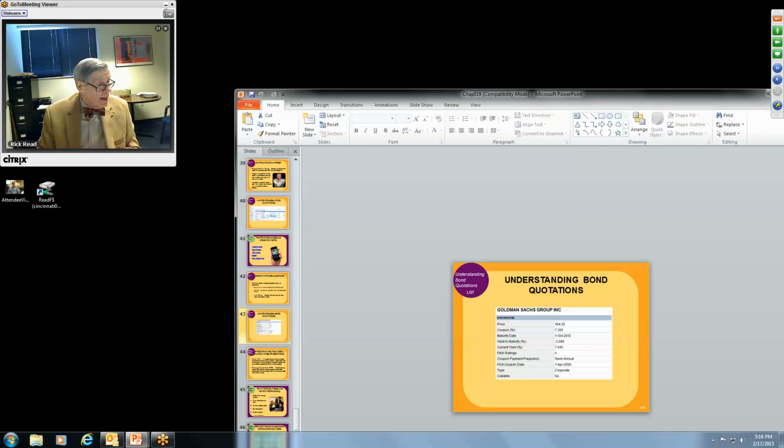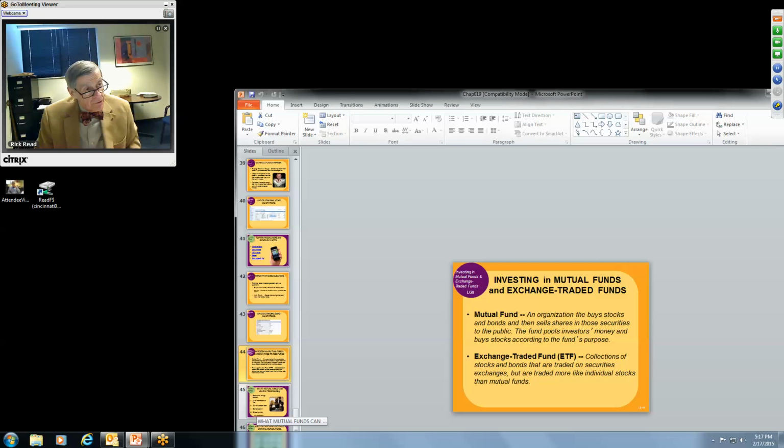This gives you an idea of understanding bond quotations. This is figure 19.5 at the top of page 539. You can see it much better in the text. It gives you an idea of the price, the coupon. Coupon means the interest rate, the maturity date, yield to maturity, current yield. The bond Fitch rating is A, which is rather high. Coupon payment frequency is semi-annual. That's when you get the interest. Type, it's a corporate bond, and a callable note, which means it cannot be paid off before the maturity date.